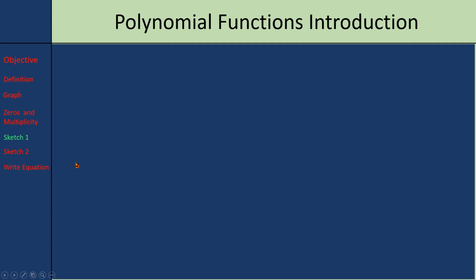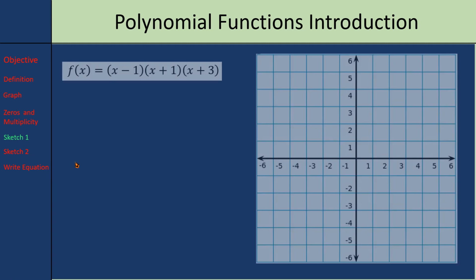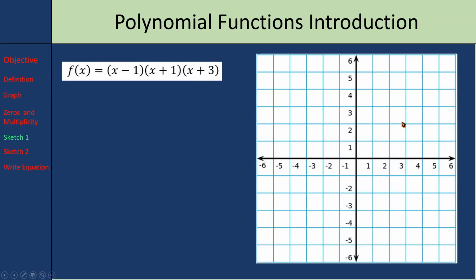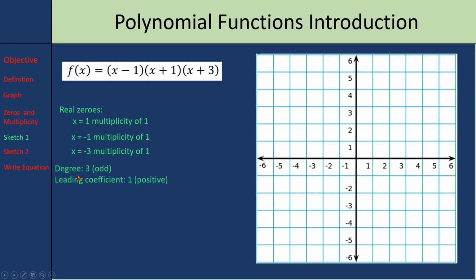So let's sketch these graphs. Let's put them all together and practice this now. Here is a function. We're going to graph this. So what are the zeros? 1 for this one. Multiplicity of 1 because there's no exponent, right? Just exponent of 1. Same thing here, -1. And here's -3. All of them multiplicity of 1. Odd multiplicity. So they all cross. Okay, they don't bounce.